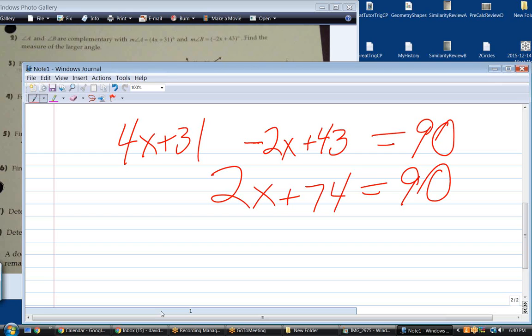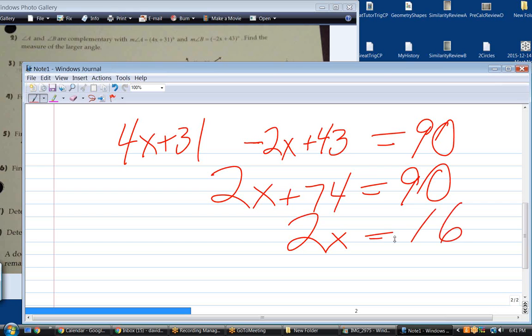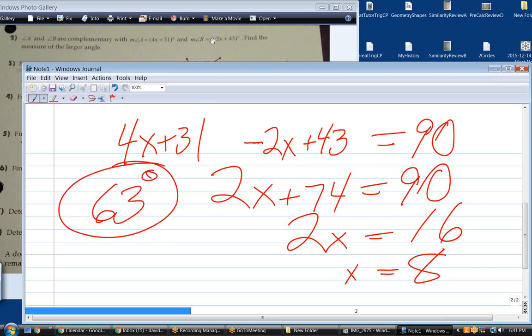What now? Subtract 74 from 90. Okay. What now? Divide 16 by 2. So x equals 8. So angle A is what? Angle A is 4 times 8 plus 63. Which is the larger angle? Do we need to figure out what angle B is?